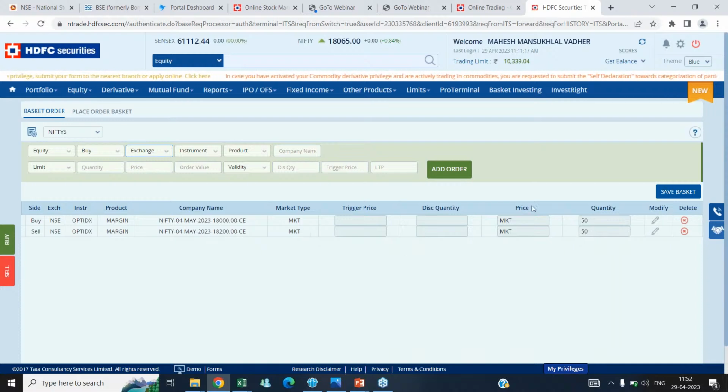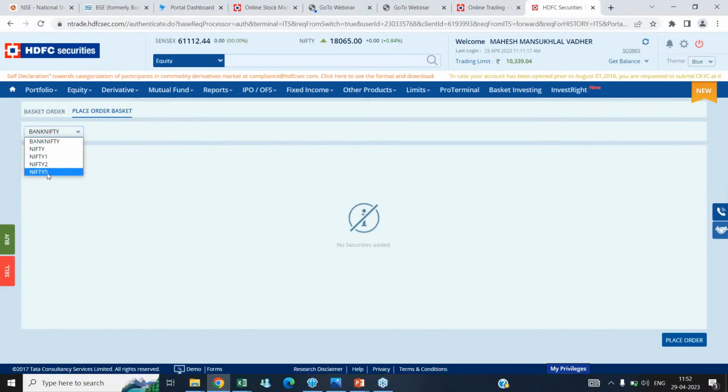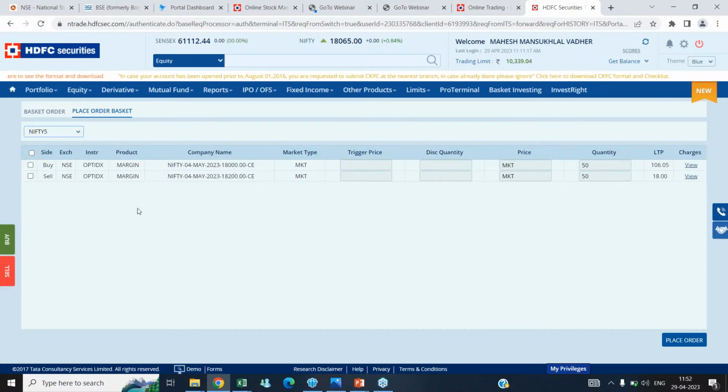Once you add all of the legs you want for this strategy and save, the basket will be saved. Now go to place order, basket. Under that, whatever basket name you have given, in which you have added the legs, you need to select that basket. The basket was Nifty 5, so I'll select Nifty 5.